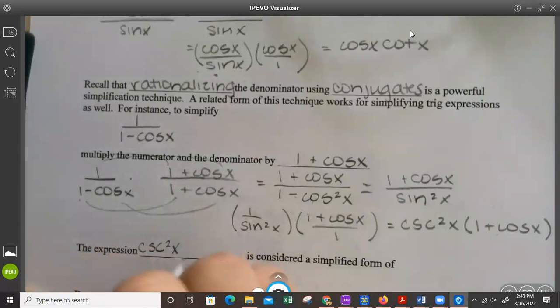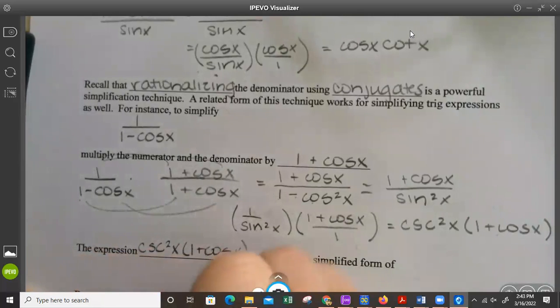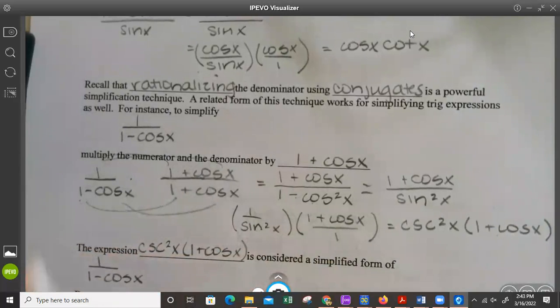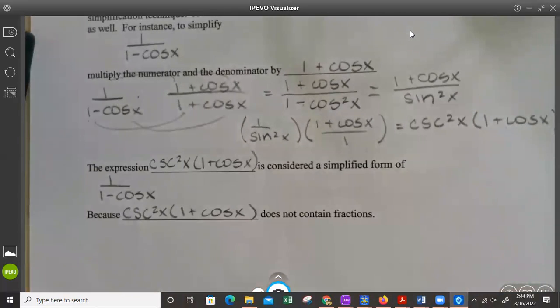cosecant squared x times 1 plus cosine x is considered a simplified form of 1 over 1 minus cosine x, because what did I just tell you? Cosecant squared x and 1 plus cosine x don't have... it's not a fraction, sorry. So it's considered simplified when it doesn't have a fraction, and that's what we want to do.